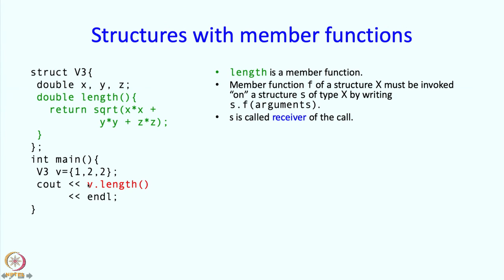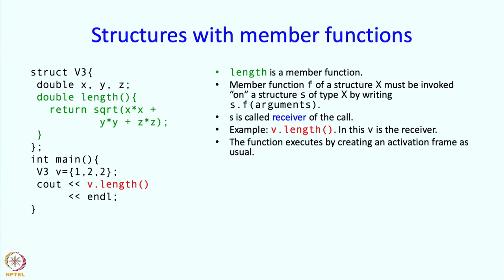There is another analogy here as well, that this part is sometimes even called a message being sent. A message is being sent to this object, and that object responds. So that's another metaphor that is used. But anyway, we are going to call this thing before the dot as the receiver of that call. So in v dot length, v is the receiver. And it's a function call.